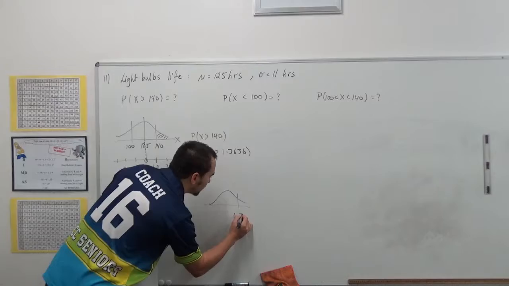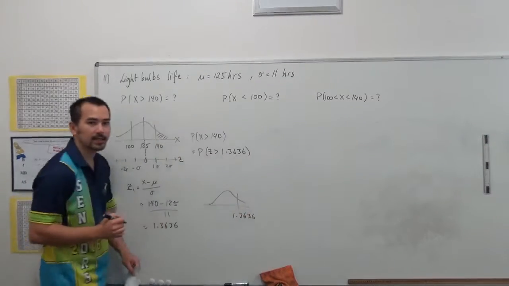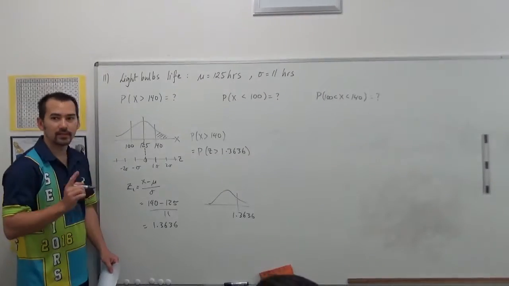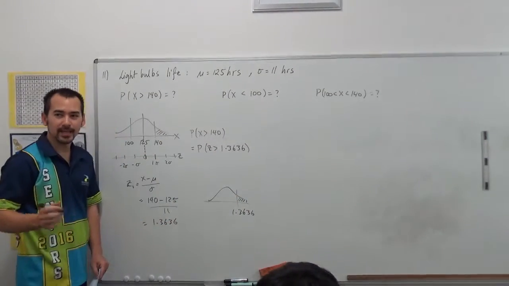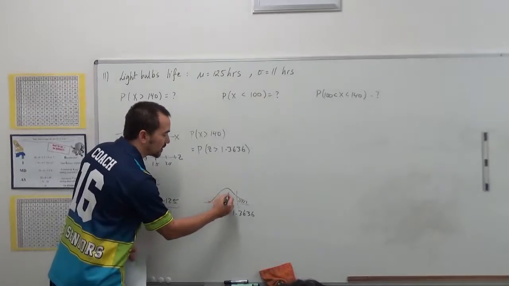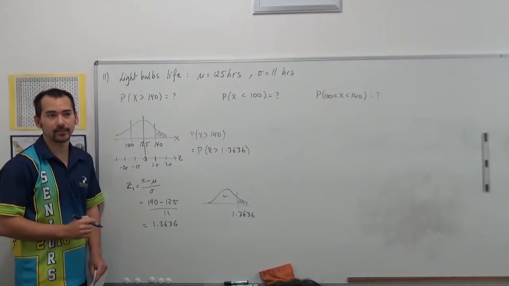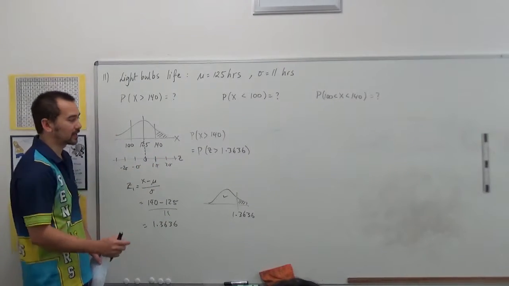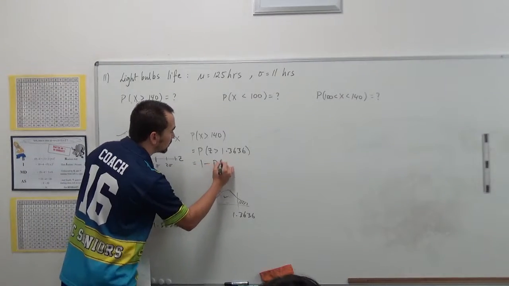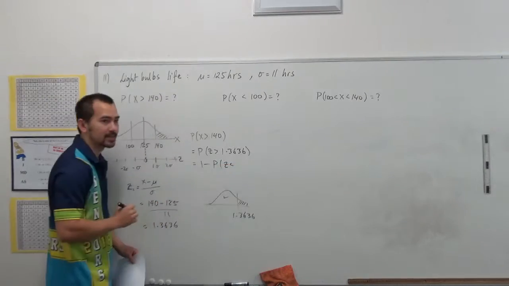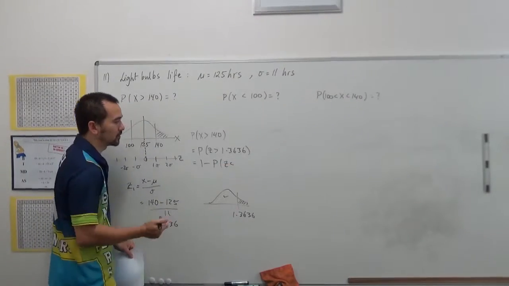Here is 1.3636, and we want the area that is greater than. We want this area here, right? And the tables we're using is actually going to give us that area there. Okay, so we're going to have to do the 1 subtract that area. So this is equal to 1 subtract the probability that z is less than 1.3636.